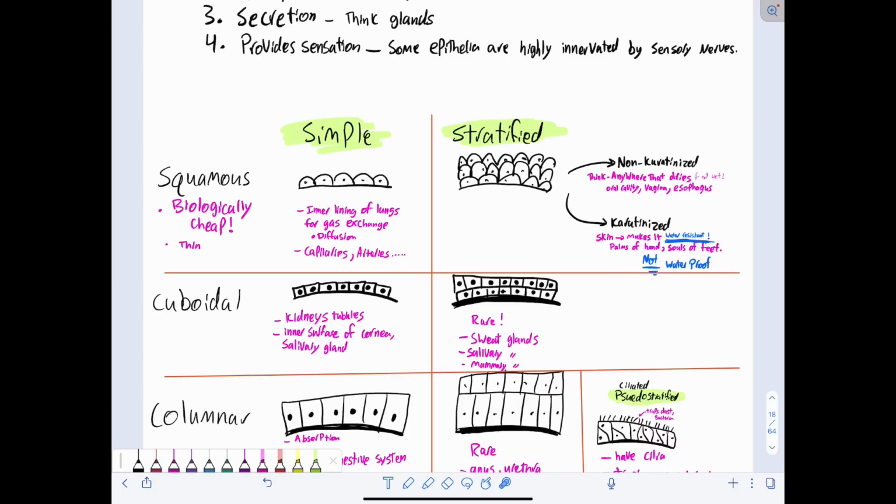The next one is cuboidal. And cuboidal, it looks like cubes, so it literally looks like this. And simple cuboidal you can find in kidney tubules, cornea, salivary glands. Kidneys would be the most textbook example of simple cuboidal. And stratified cuboidal, I would say glands in general, not all of them, but because it's pretty rare, I would say some glands are made up of stratified cuboidal.